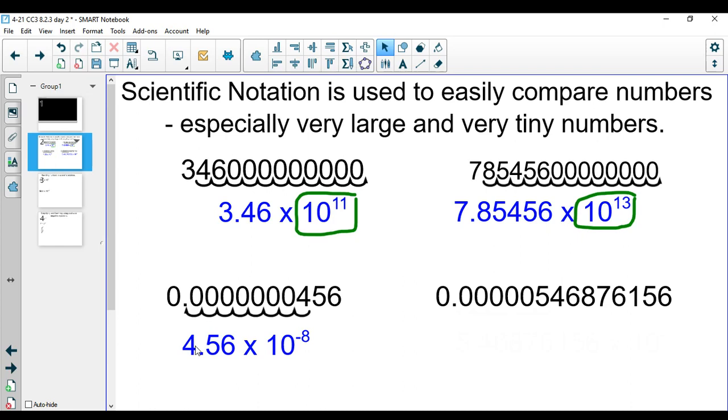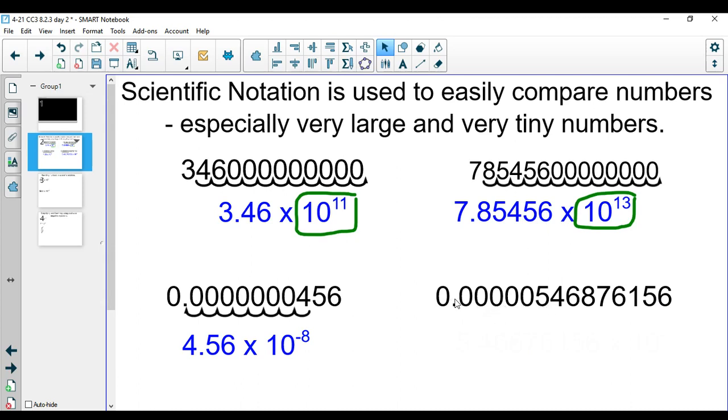When I wrote the 4.56, in order for it to be worth this value here, the decimal needs to move over 8 places to the left.